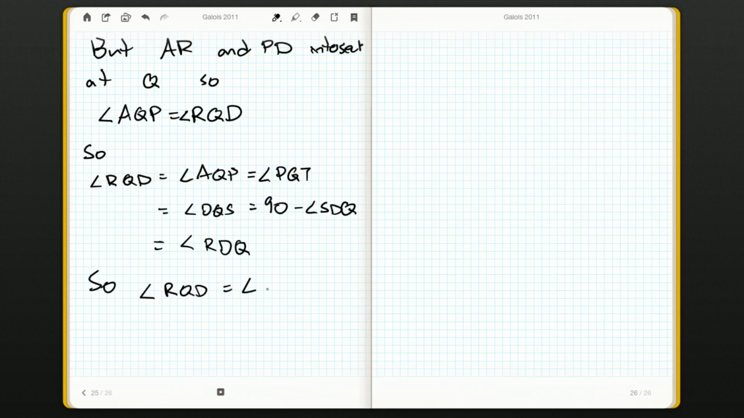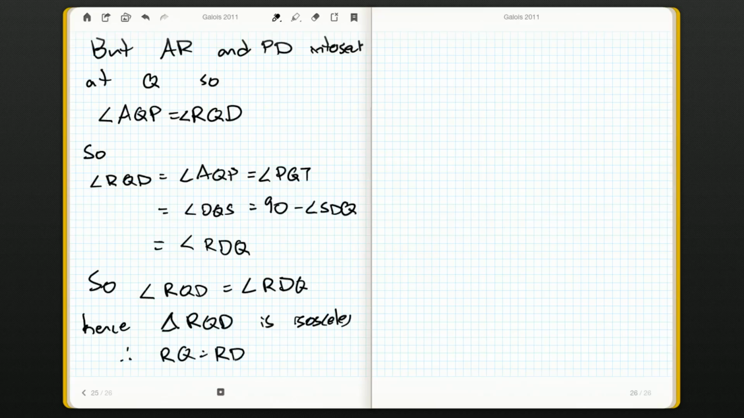So since we've shown that the angles are equal, that tells me that RQD is isosceles, and therefore RQ is equal to RD, exactly as we desired.